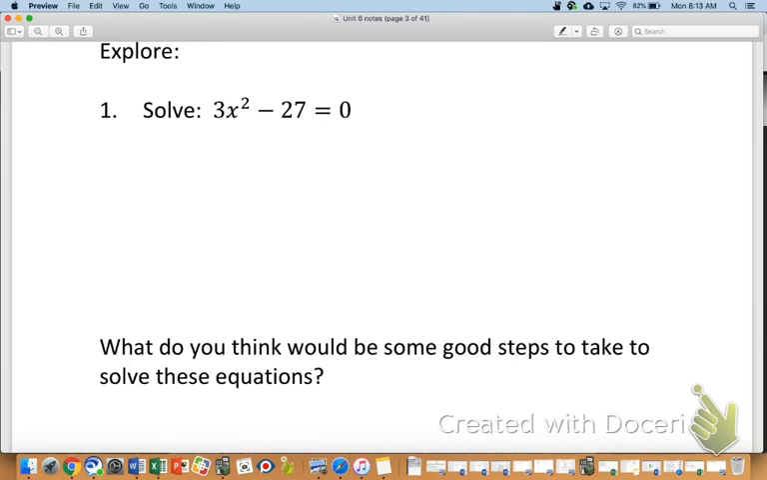Guys, let me show you real quick what I feel like is maybe the best and most efficient strategy on how to solve something like this equation. Check this out. I think my first step would be to add the 27 over to the other side. So after I've done that, I would get 3x squared equals 0 plus 27, of course, is just 27. Then I would divide both sides by 3. So dividing by 3 would get me x squared is equal to 9.